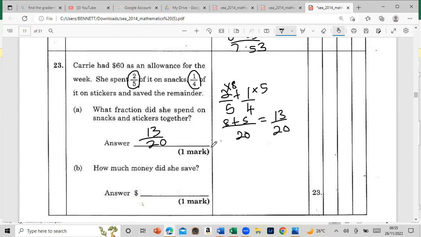For the next one, it asks, how much money did she save? Originally she had $60 and she spent 13/20. That means she has a remainder of 7/20. So all we have to do is 7/20 times the money. 20 goes into 60 three times, so she saved $21.